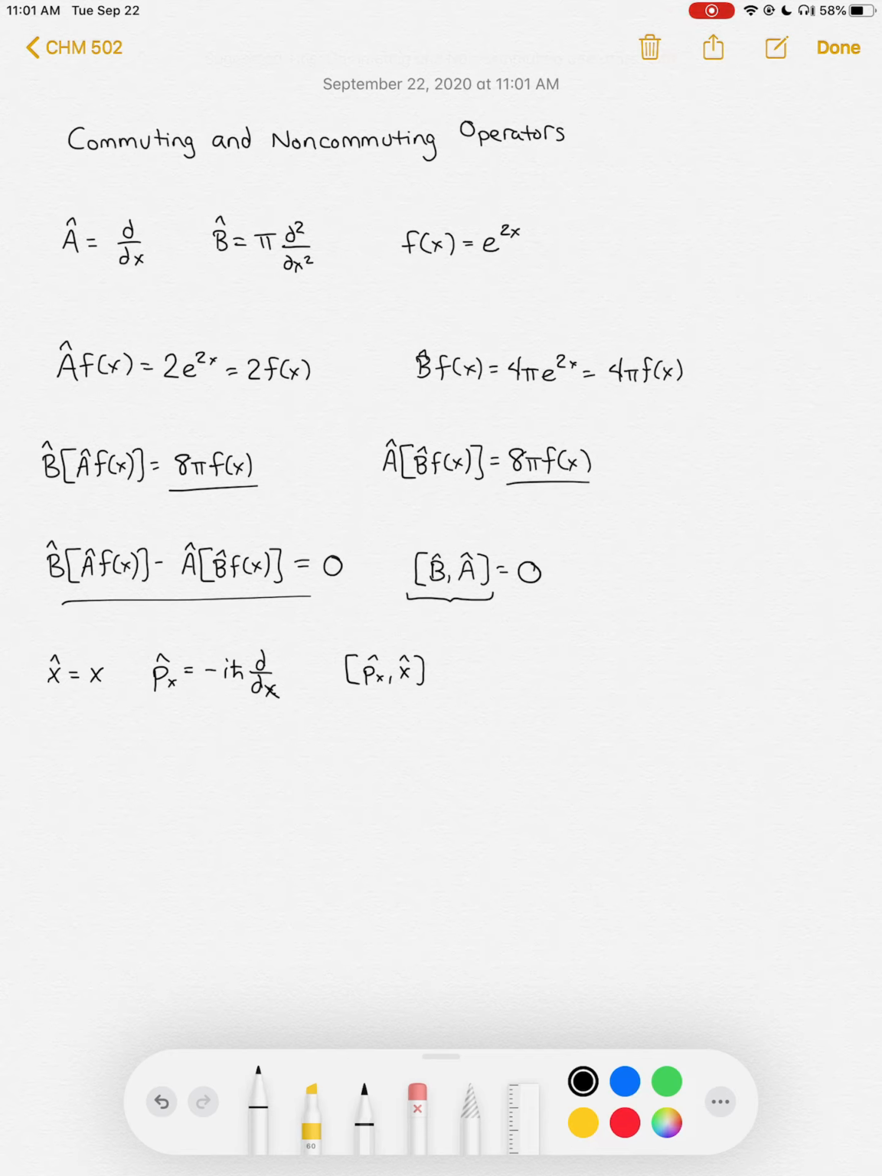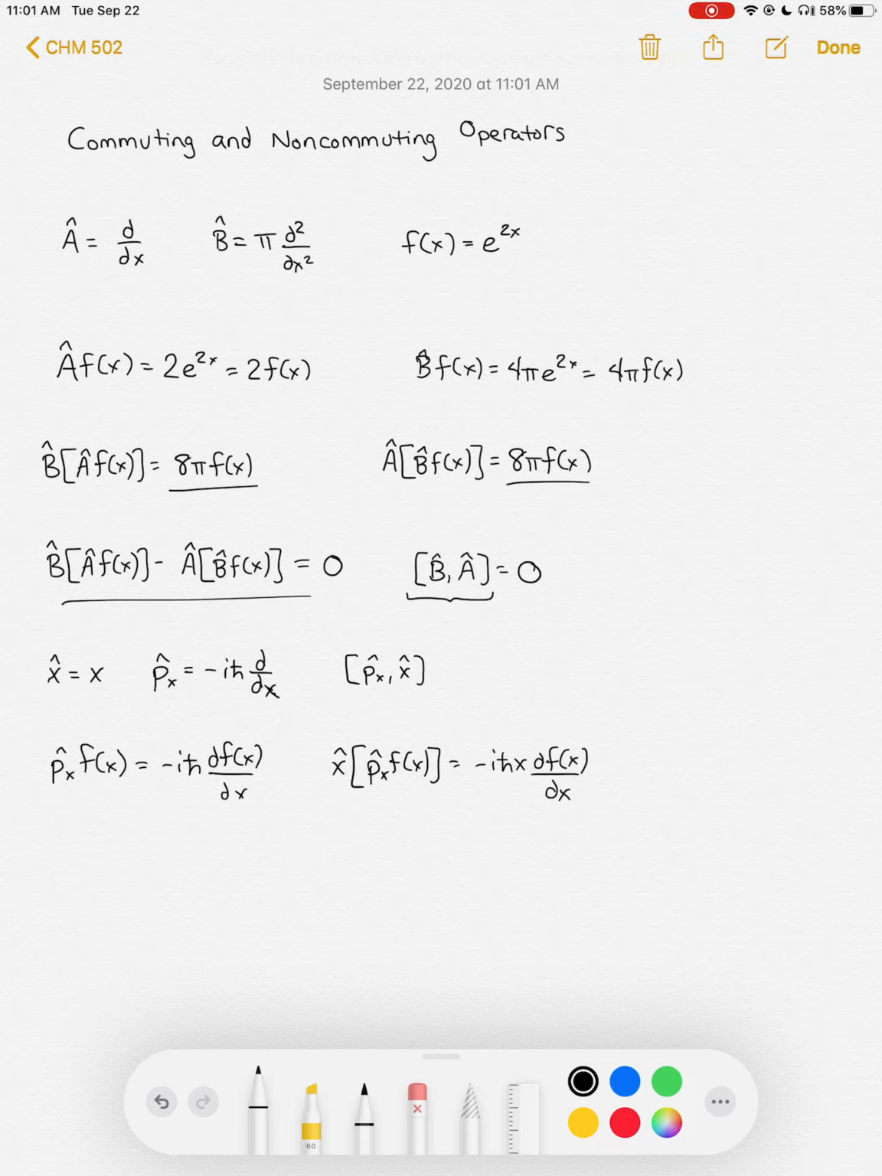So we can start, we'll take our p sub x, and we'll take that on an arbitrary function f of x. So that gets us simply i h bar and then times one derivative of f with respect to x. Now we're going to evaluate with the next operator, so x. So we're going to use x on our function after we've already measured the momentum. And that's going to give us minus i h bar x df dx.